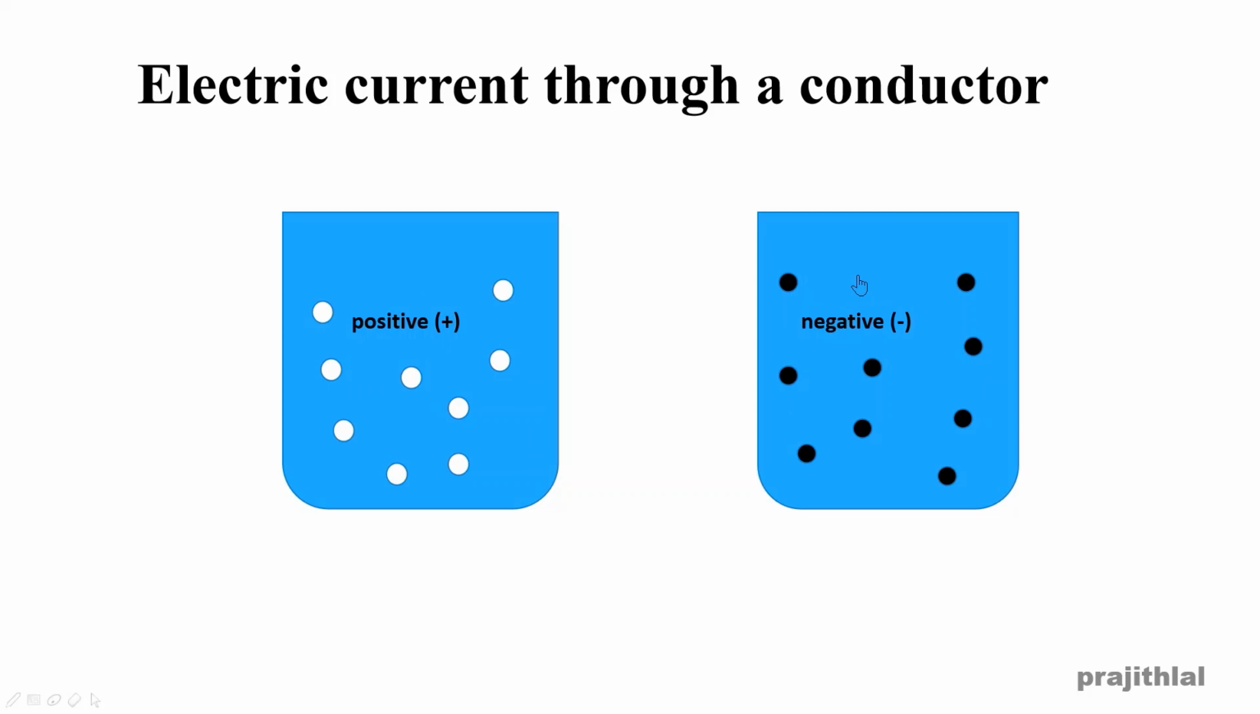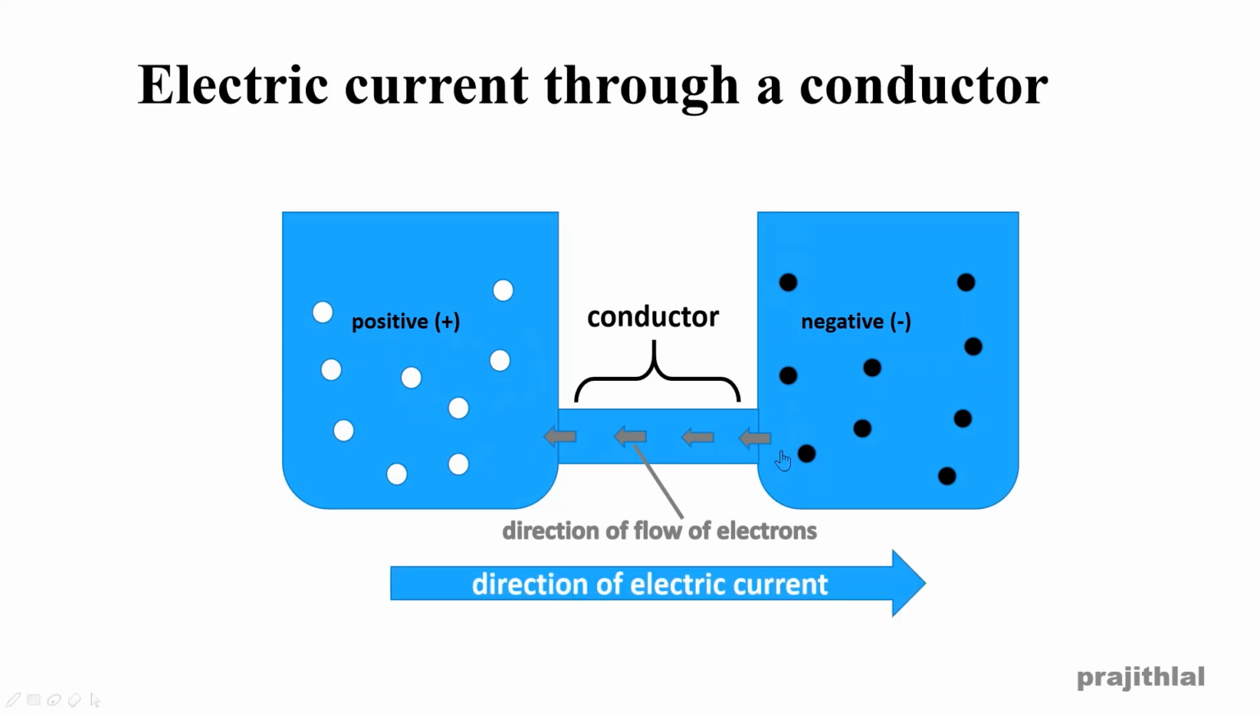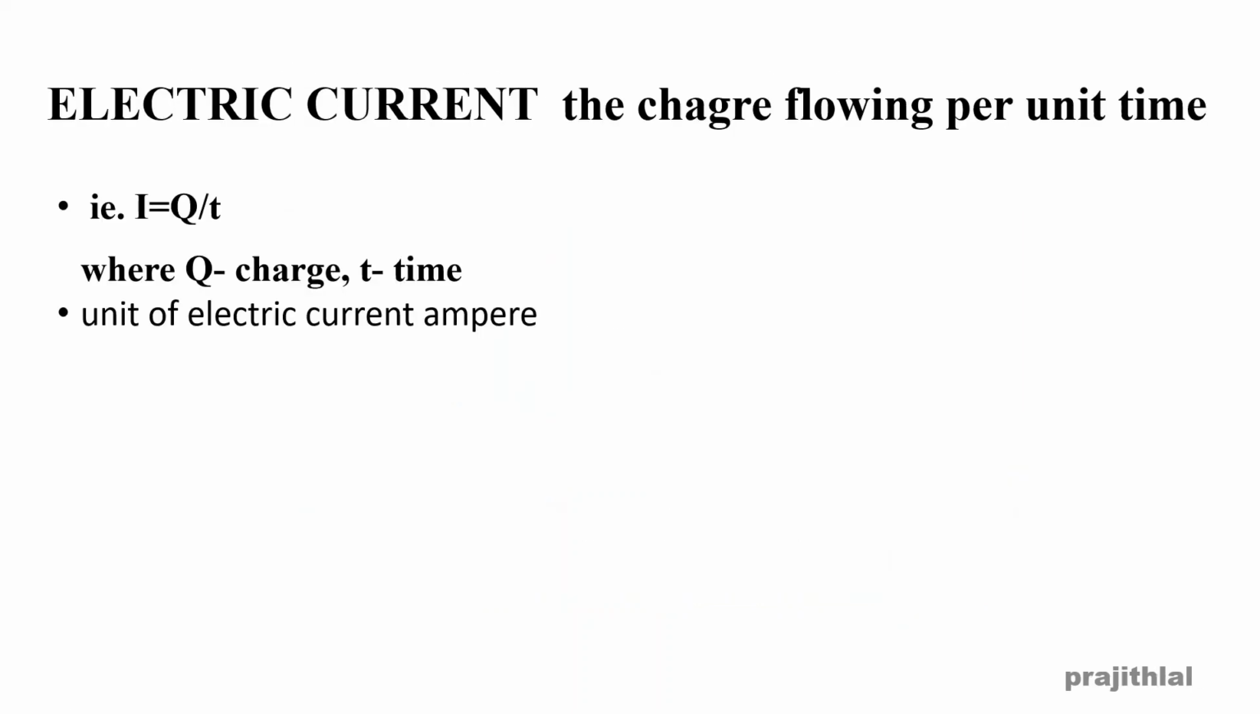So let me introduce a conductor between these two terminals. So we place a conductor. What happens is that these electrons on the negative side will pass through the conductor to the positive side and occupy these vacancies or holes. So these electrons will flow through the conductor and occupy these spaces. Flow of electrons takes place and the direction of electric current is opposite to the direction of flow of electrons. Theoretically, electric current is the charge flowing per unit time.